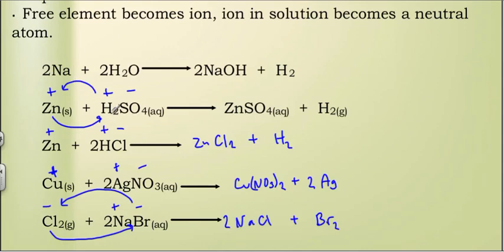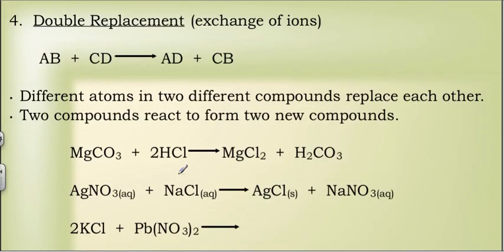So that is single replacement. And the next one is going to be double replacement. If you can imagine, we've got 2 couples dancing, and both couples are going to swap. They're going to swap a partner in exchange for the other. So we have 2 different atoms and 2 different compounds that replace each other, and that forms something totally new.